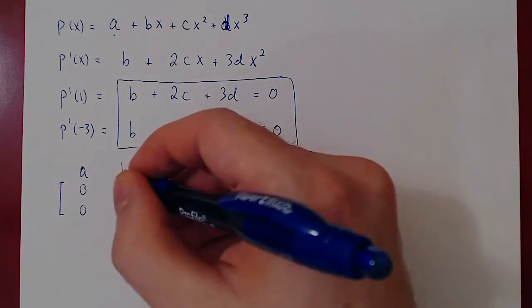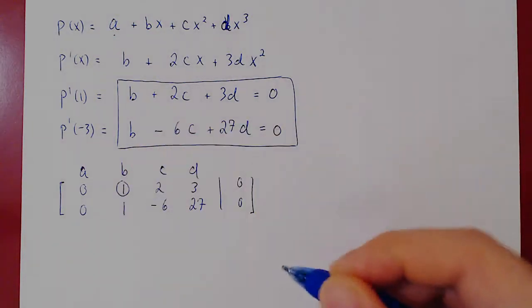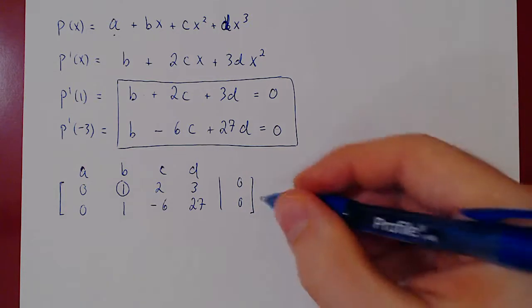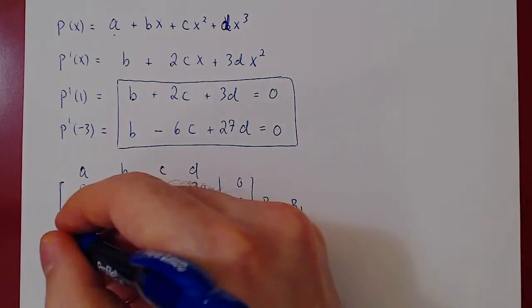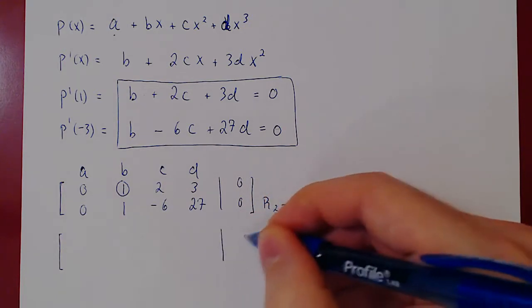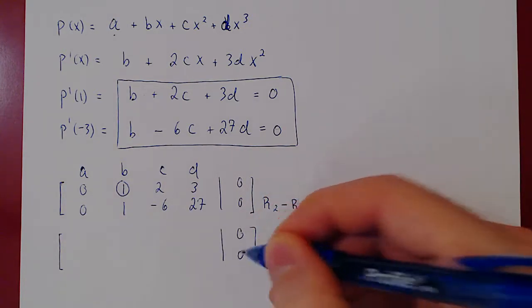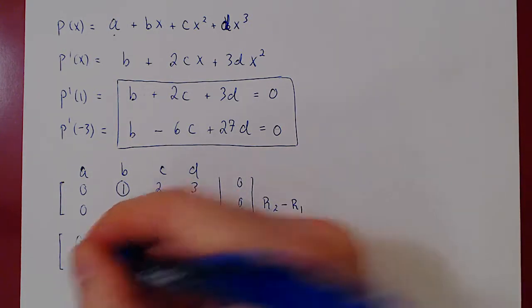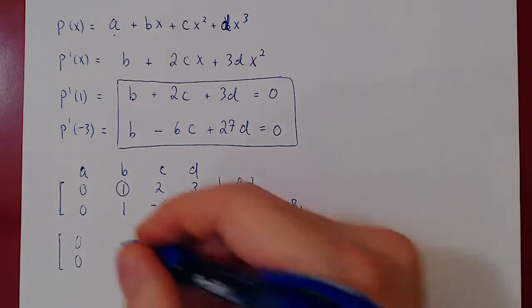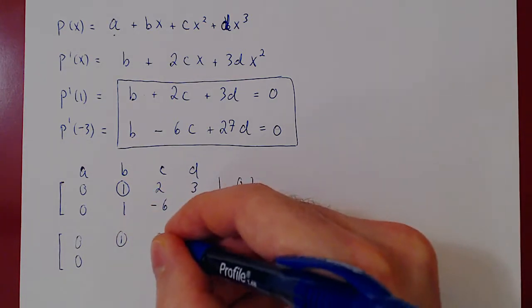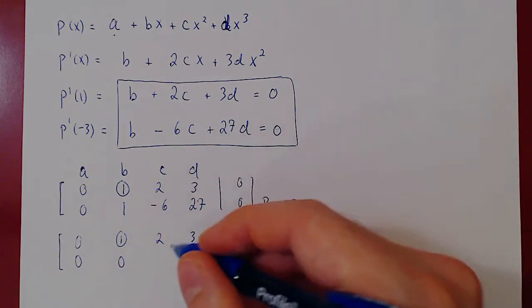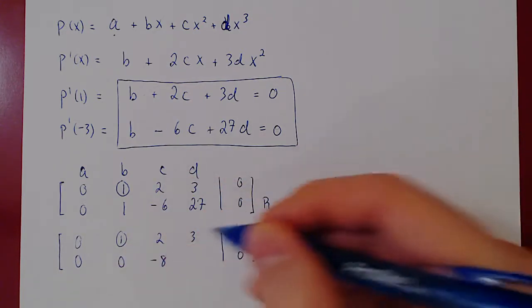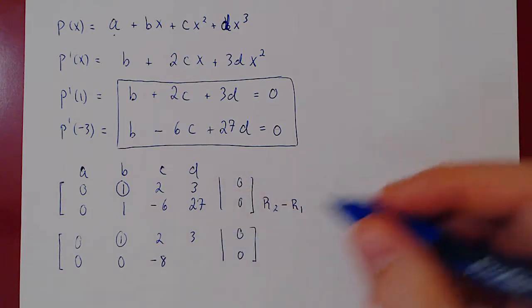Well, we already have a leading 1. Let's do row 2 minus row 1 to kill the entry below. Zeros will always remain zeros. We are only changing row 2, so you can recopy row 1. 1 minus 1 is 0. Negative 6 minus 2 is negative 8. 27 minus 3, 24.